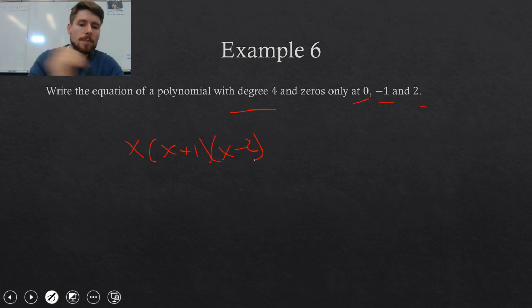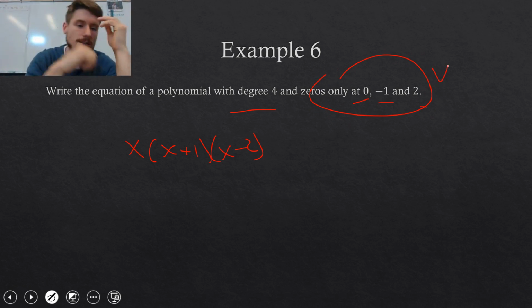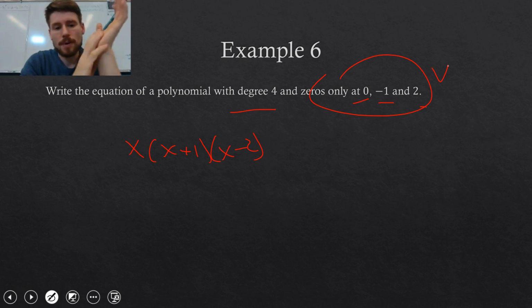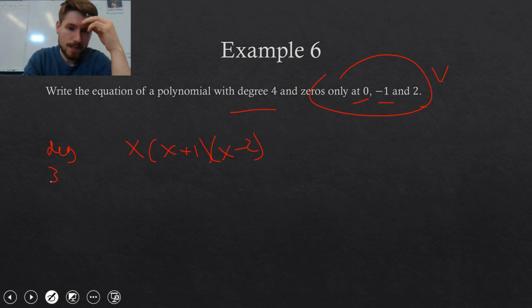And so if I were to stop here, I'd say, okay, does this satisfy all my conditions? Well, I've got this stuff. Check, right? That's done. We've got zeros at 0, negative 1, and 2. But the degree is not 4. My degree is currently 3. And so that's not right yet. So what could I do? How can I pump this degree up 1? Because the degree is 3 right now, and I need to get it to 4.